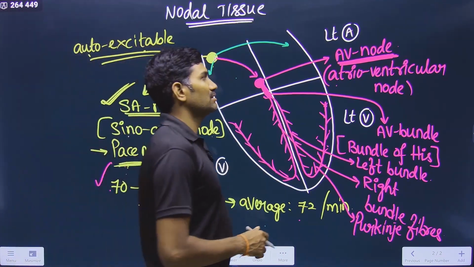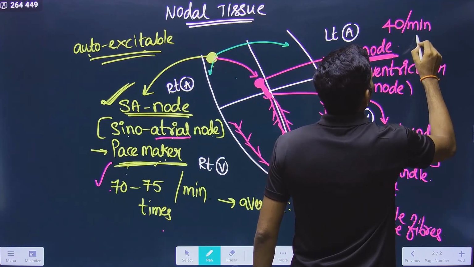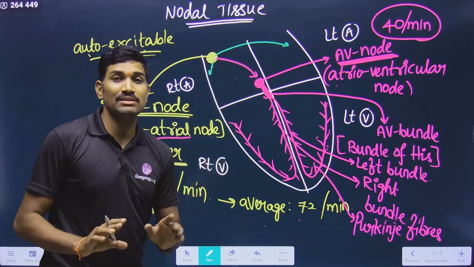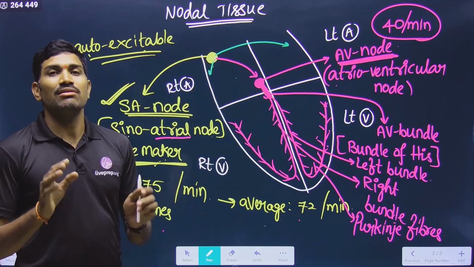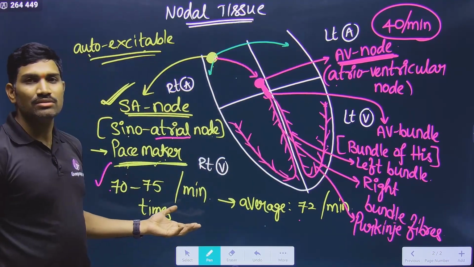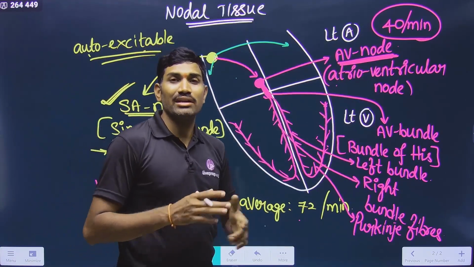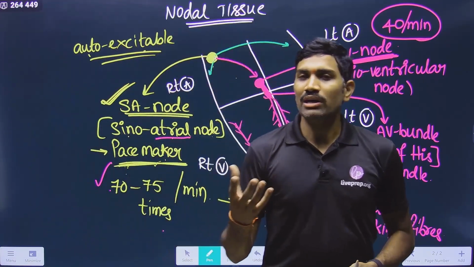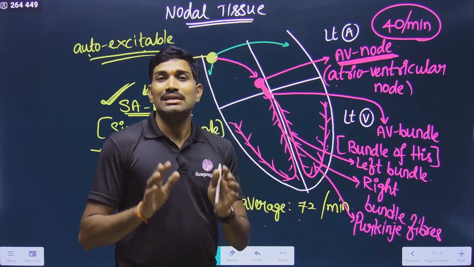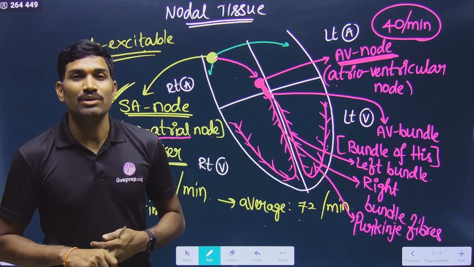But the problem is, the AV node can generate only roughly 40 action potentials per minute. In one minute, it can generate only 40. Please remember, for a normal individual, for healthy survival, this 40 is not enough. Why am I saying not enough? Please understand the logic. What is the major function of the heart? It is supplying blood to all the body parts. Supplying blood means supplying nutrients, oxygen, and many important things, right?